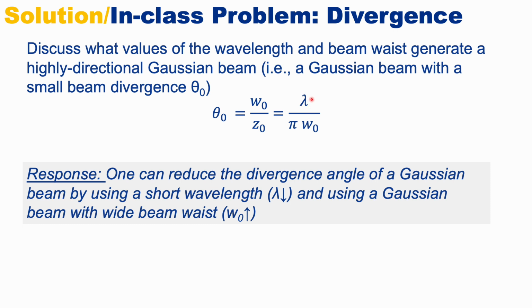One is using really small source wavelength values, like violet or blue, or even more into the ultraviolet range. Another is to have a really wide beam waist, so the beam waist needs to be high. Or we can have a combination of both, shorter wavelength and wide beam waist. That is what's required to have a small divergence angle, which is going to provide a highly directional Gaussian beam.